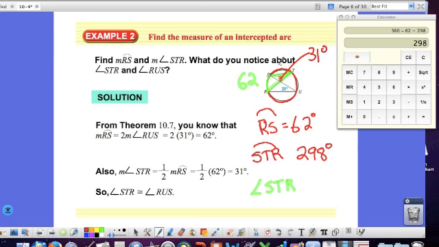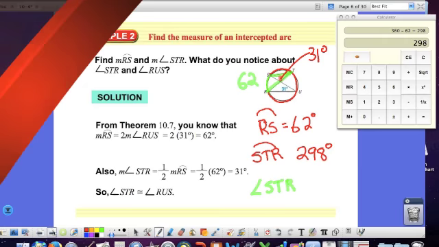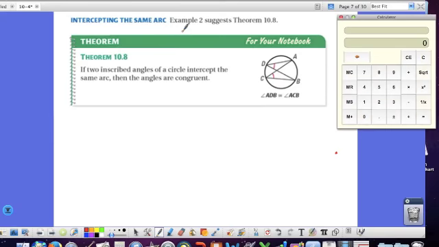Okay, I did a little bit more. I also reviewed the arc measures to show you how you could find the larger arc here. So example 2 suggests to us what we're going to learn is our next theorem, which is theorem 10.8. If two inscribed angles of a circle intercept the same arc, then the angles are congruent, meaning angle ACB intercepts arc AB, and angle ADB intercepts arc AB. So ADB and ACB are congruent.